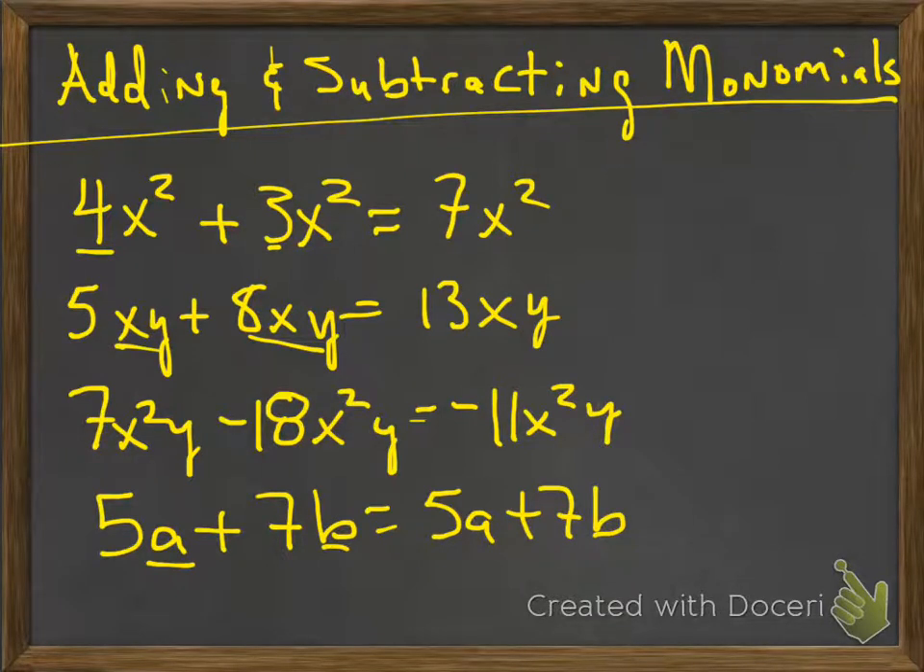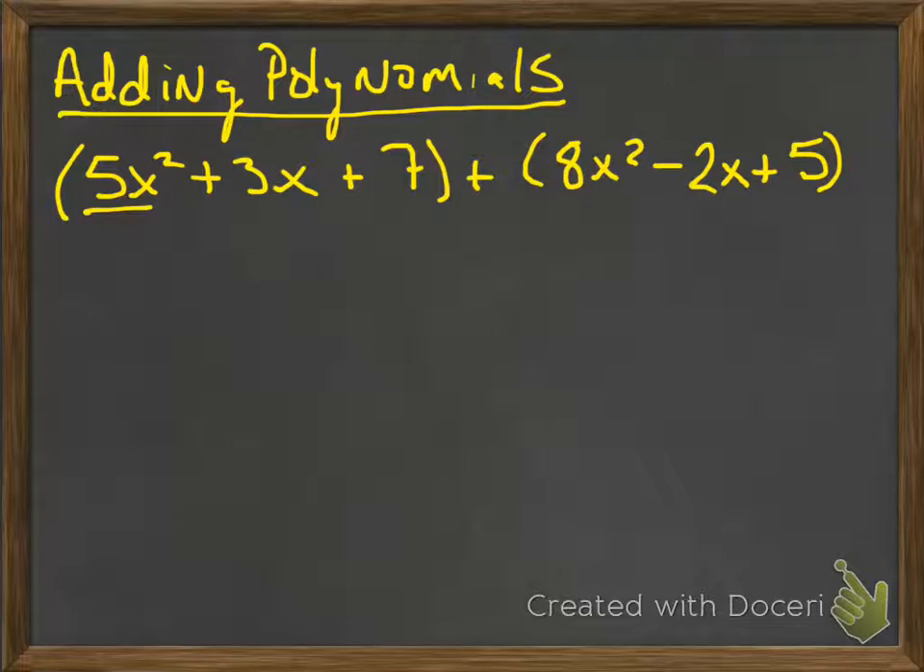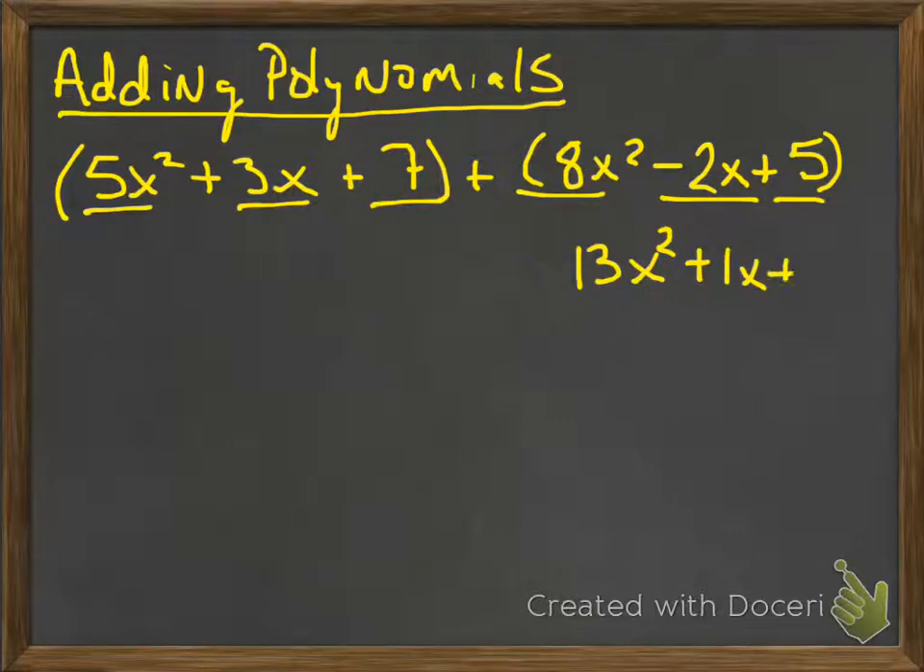All right. So now let's look at adding polynomials. Here you're trying to combine like terms. So like 5 plus 8 equals 13x squared. 3 plus a negative 2, or minus 2, is positive 1x. 7 plus 5 is 12. Okay, something very simple.